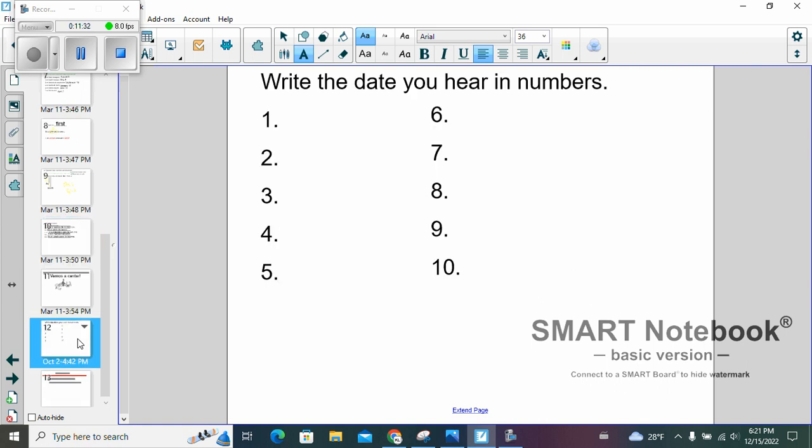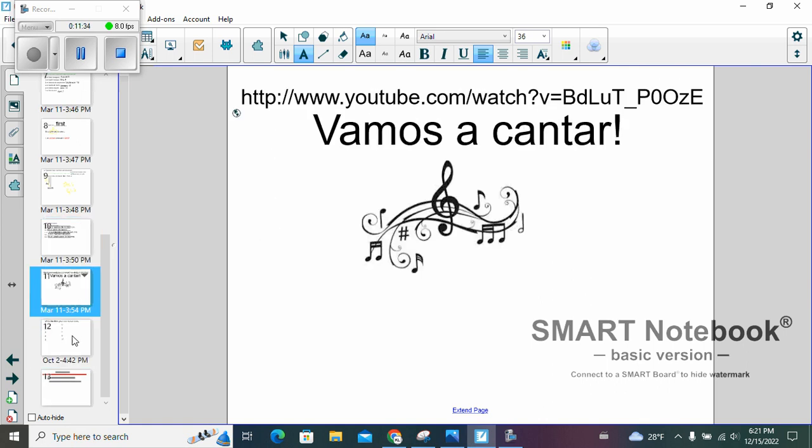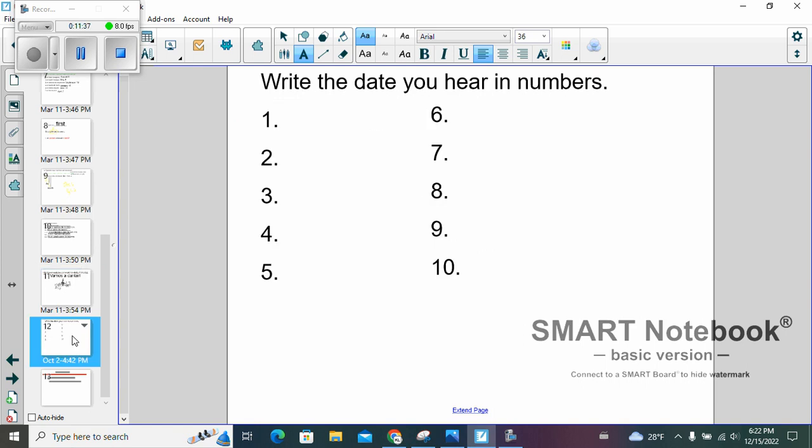Now, skip this page, it's a song, we'll play that when I get back. Go to this page and write the date you hear in numbers. So I'm going to say a date, and then you write it, and then I'll show you the answer, and you can see how you did. Here we go.